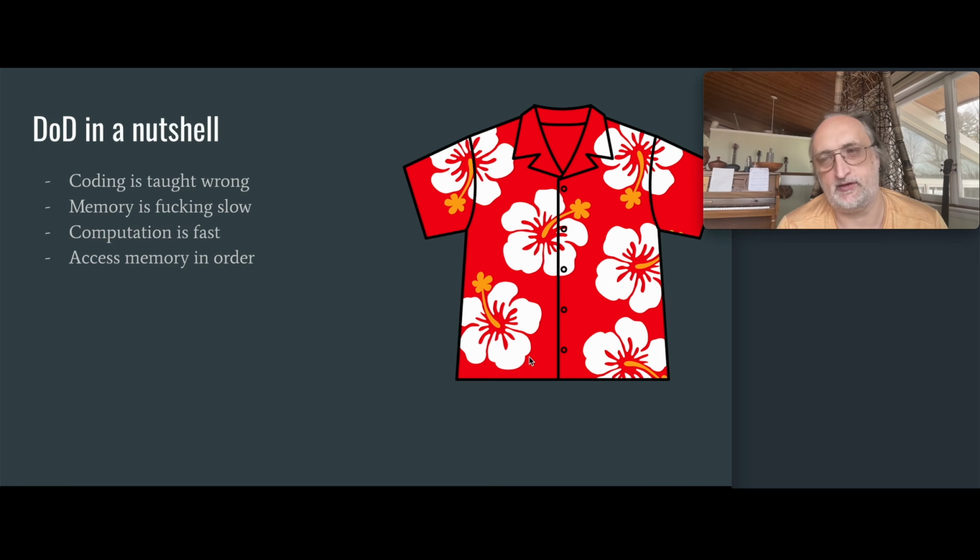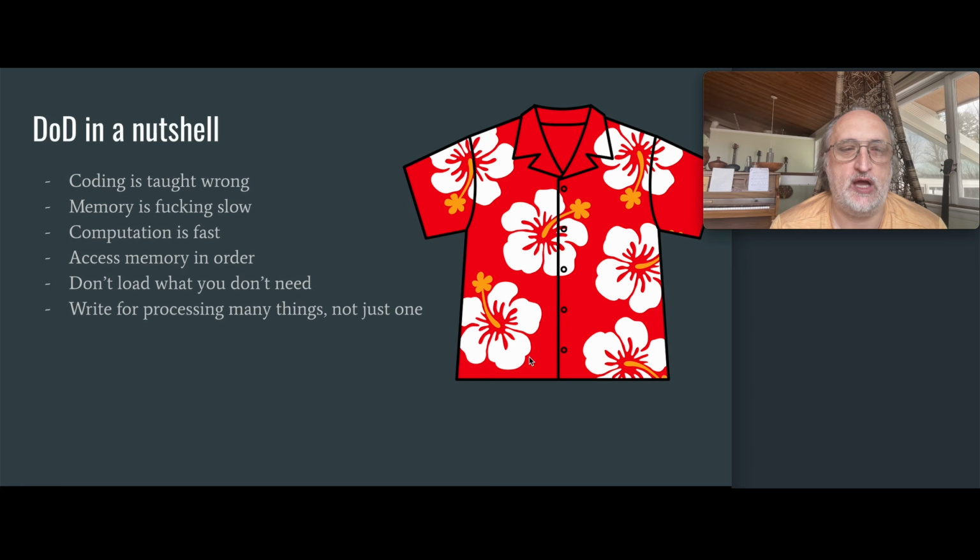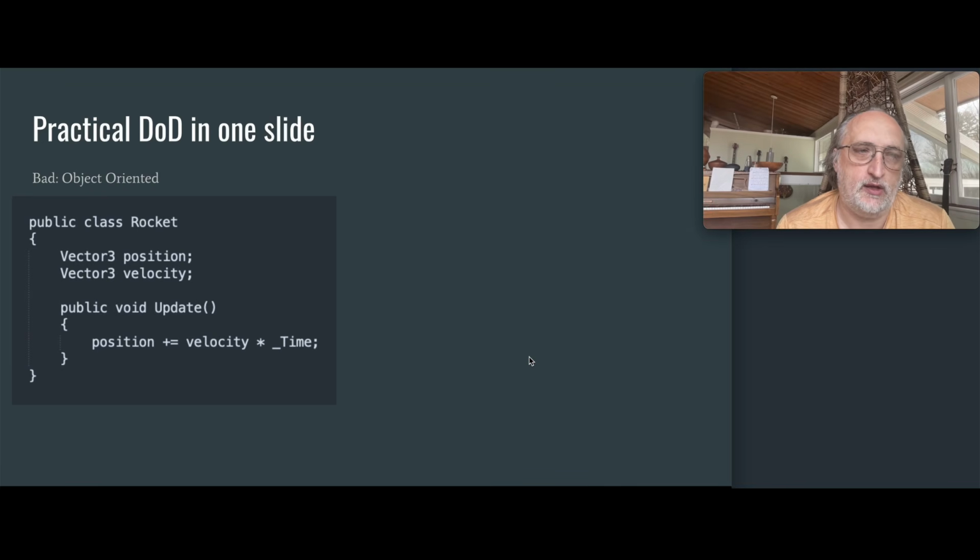And the basic thing you want to do is always access memory in linear order, and don't load what you don't need, which is very easy to do, and write for processing many things, not just one thing at a time. And from this, you get that array is your one and only data structure. And you'll find yourself favoring arrays over other data structures when a more traditional approach would say to use something more complex.